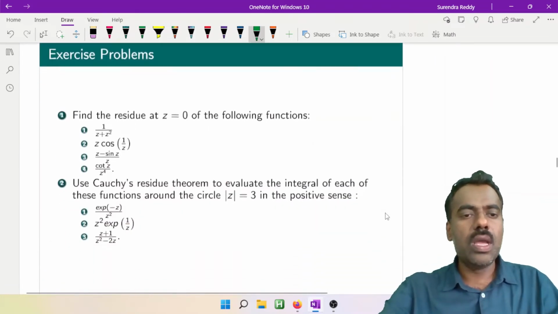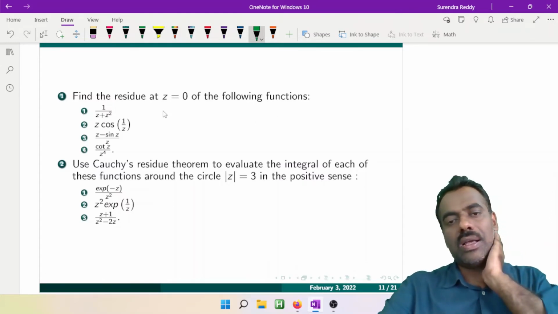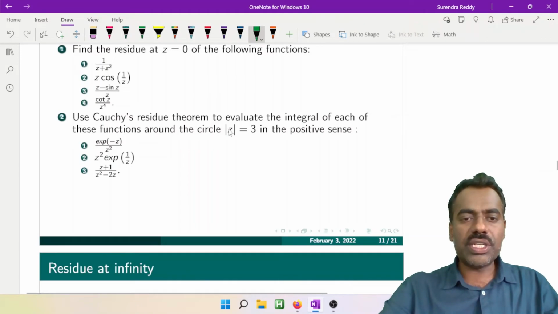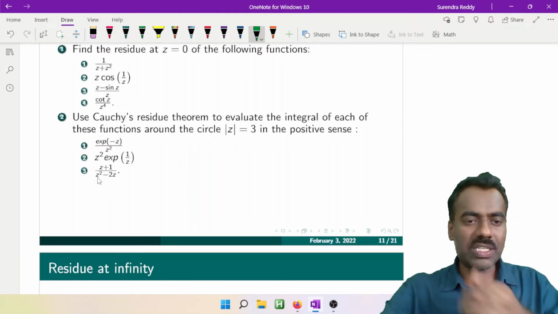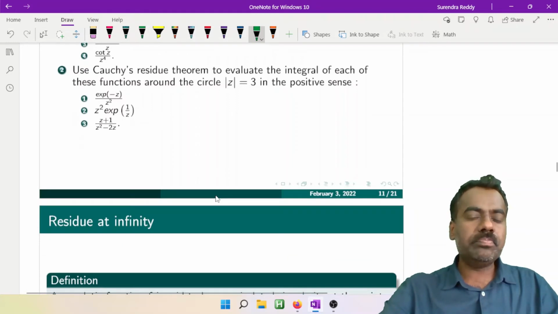So take these exercise problems. Find the residue at z equal to 0 of the following functions. And use the Cauchy residue theorem to evaluate this one. Here z equal to 0 and z equal to 2 are singularities. Try to find what the singularities are, and then calculate using the Cauchy residue theorem.